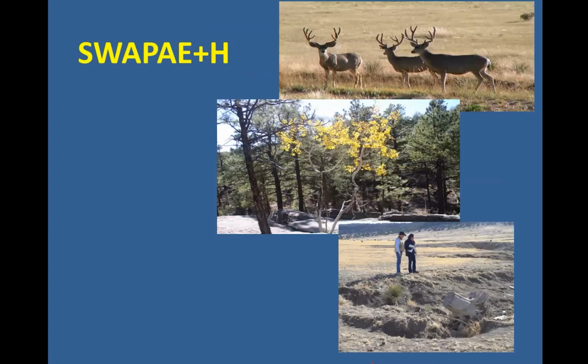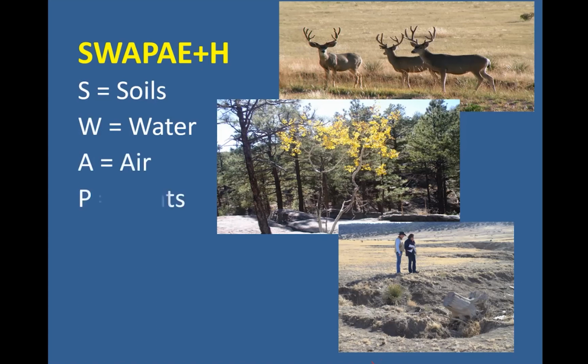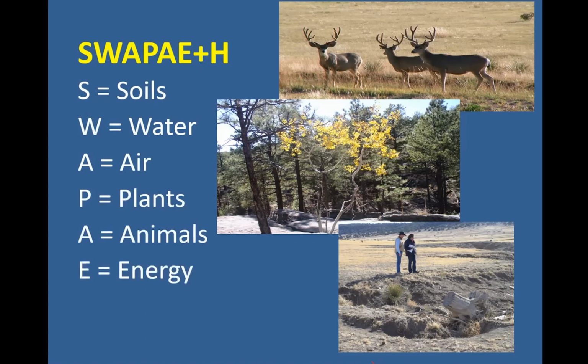At one time, we used to call it SWAPA+H, but as things evolve when you're working with natural resources, things evolve. We've actually added E. So if you could just go through those for me. The first one is S, that stands for soils. The W stands for water. The A is going to stand for air. The P is going to be for plants. A is going to be for animals. E, which is new within the last few years, is energy. And of course, the last one, the H, is the human part of it.